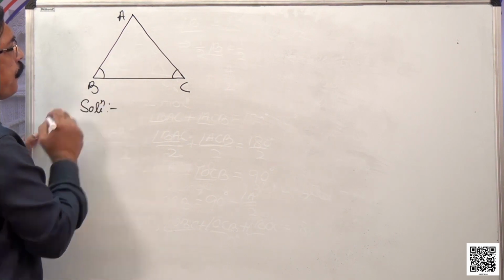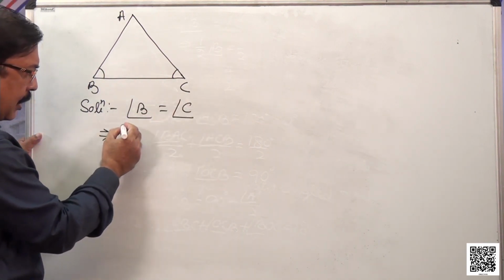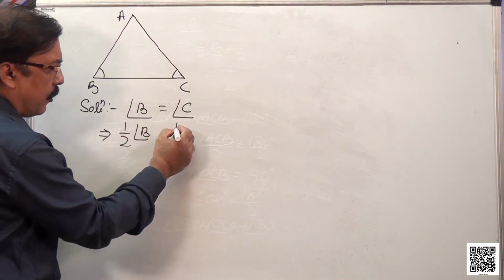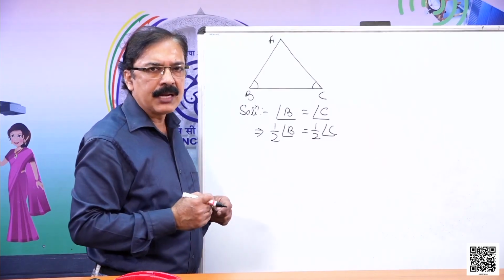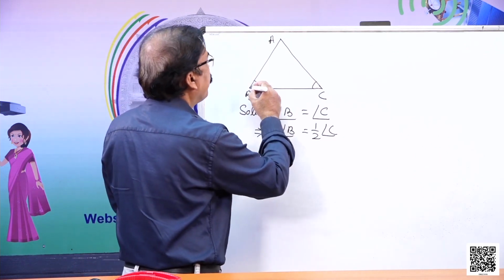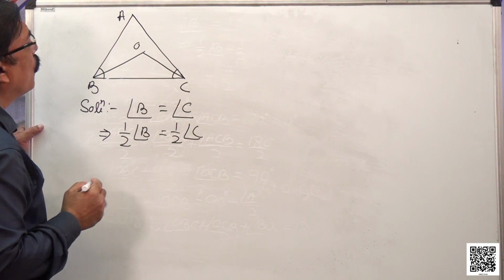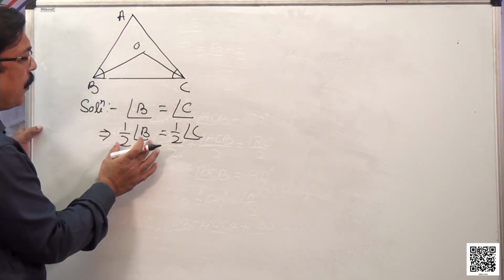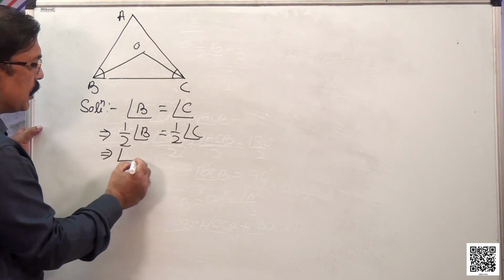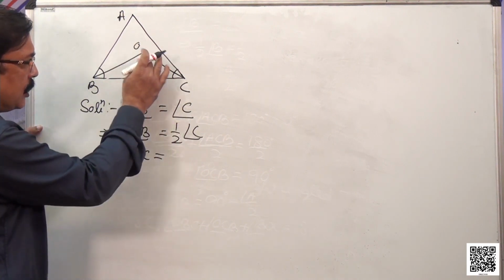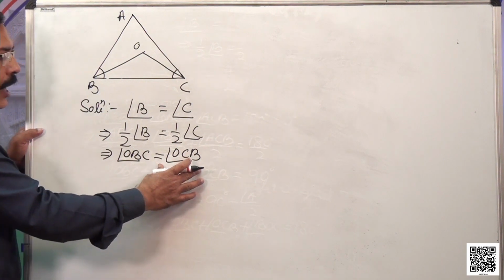So solution, given that angle B is equal to angle C, this implies half of angle B is equal to half of angle C. Why half? It is given that bisectors of angle B and C meet at O. So draw the bisector of angle B and the bisector of angle C and let them meet at O. Then as angle B by 2 is equal to C by 2, here what is B by 2? B by 2 is angle OBC and C by 2 is angle OCB. These two angles are equal.